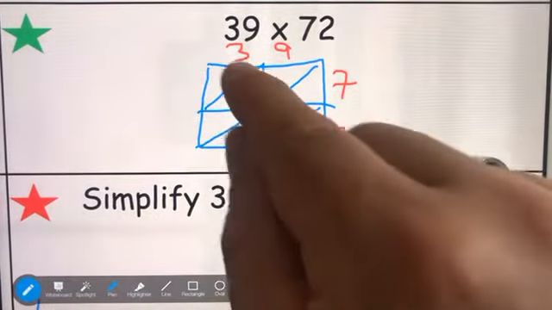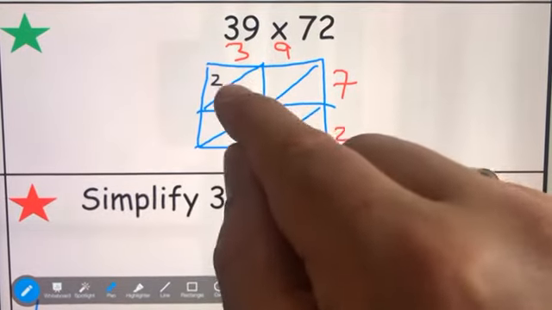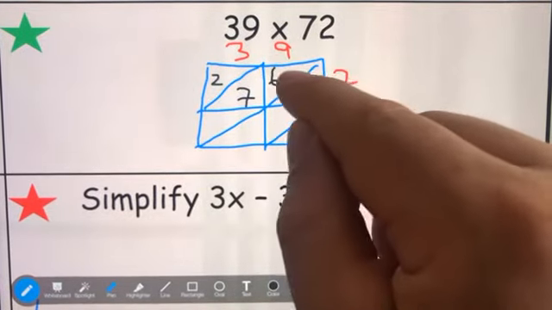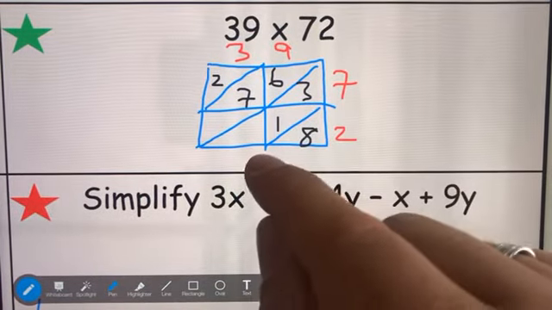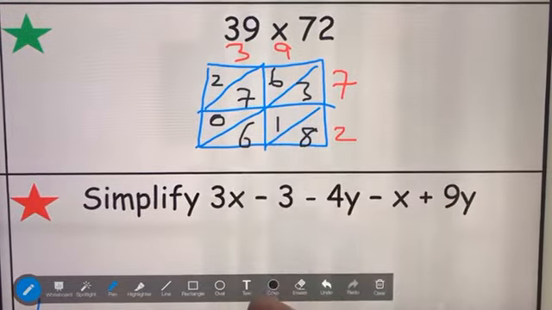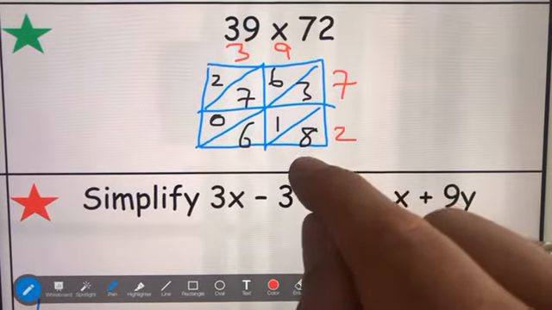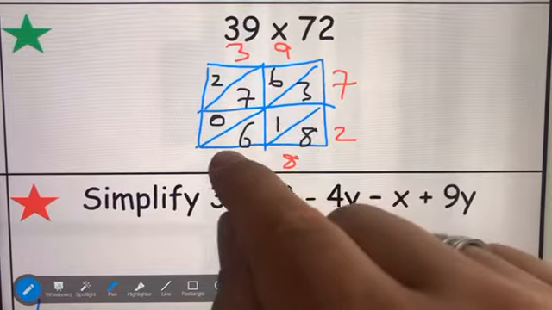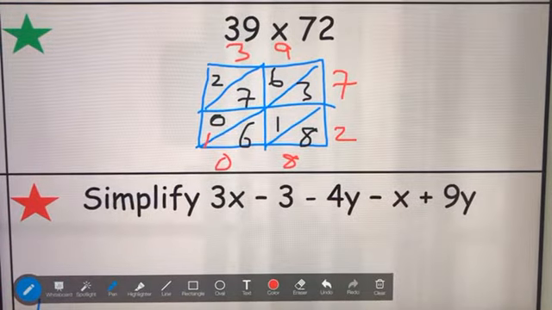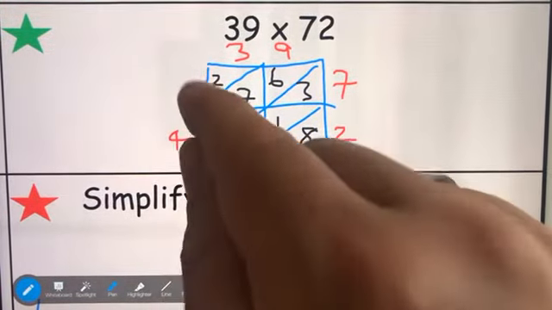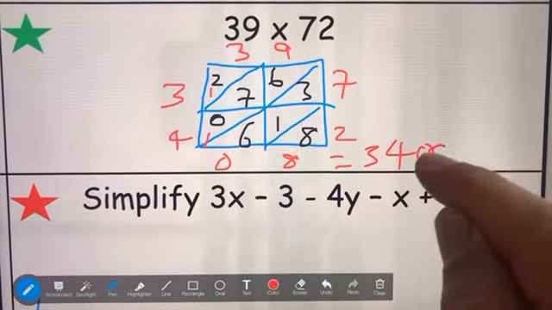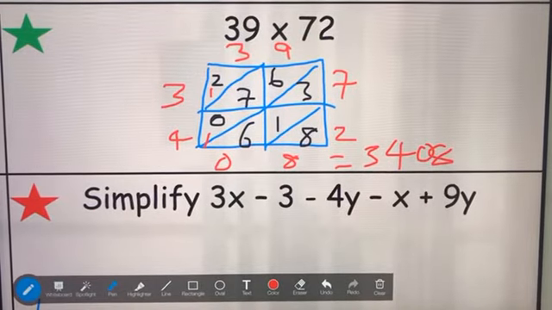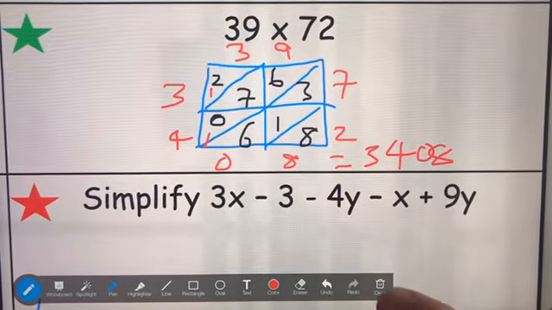Single digit numbers. 3 times 7 is 21. 9 times 7 is 63. 9 times 2 is 18. And 3 times 2 is 6. Once you're there, just going to add up my slides. The first slide I've just got the number 8. Then I've got 6 and 3 and 1, which is 10. Then 7 and 6 and 1, which is 14. And 2 plus 1, which is 3. So my answer is 3408. I find that really easy. All you've got to do is just get really good at drawing a box. That's 3 points.